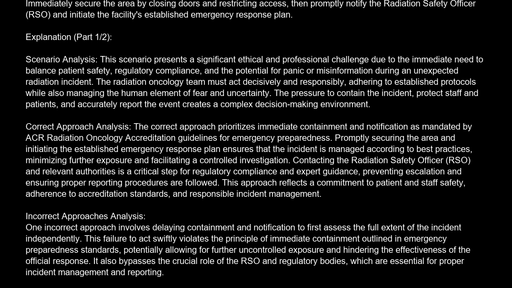Promptly securing the area and initiating the established emergency response plan ensures that the incident is managed according to best practices, minimizing further exposure and facilitating a controlled investigation. Contacting the Radiation Safety Officer, RSO, and relevant authorities is a critical step for regulatory compliance and expert guidance, preventing escalation and ensuring proper reporting procedures are followed. This approach reflects a commitment to patient and staff safety, adherence to accreditation standards, and responsible incident management.